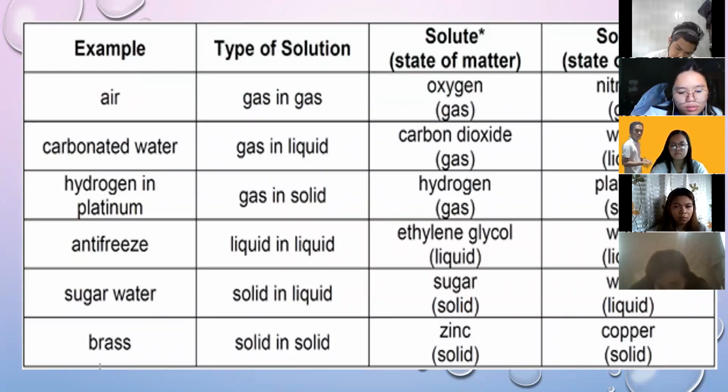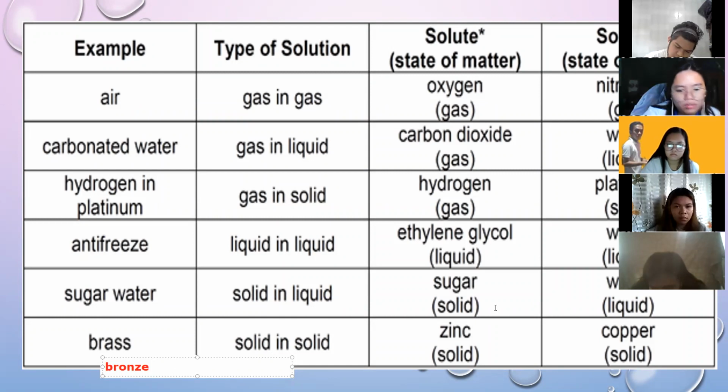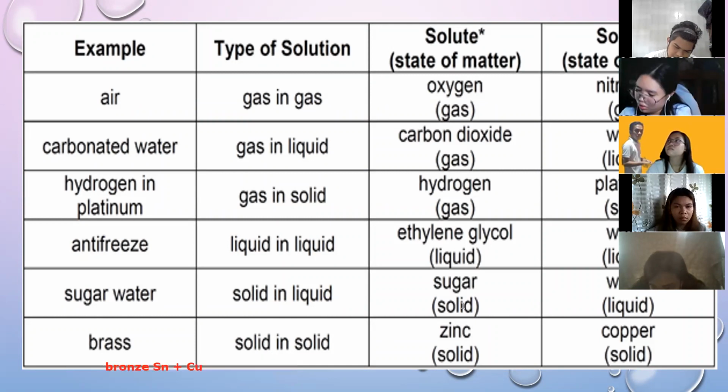Or let's have another example of an alloy, again a solid and solid solution. We have here the bronze. Bronze is a combination of tin plus copper. So that is what is mixed for bronze. When you say bronze metal, the true bronze metal is a solution of tin and copper. Again, that is to avoid rusting.